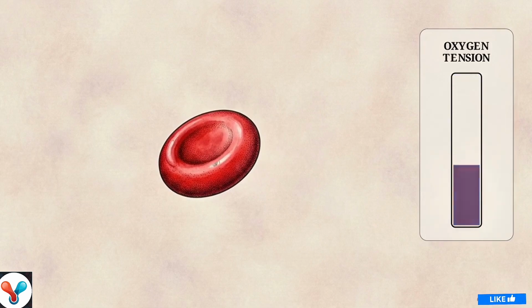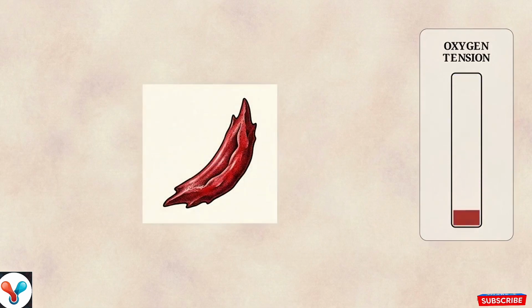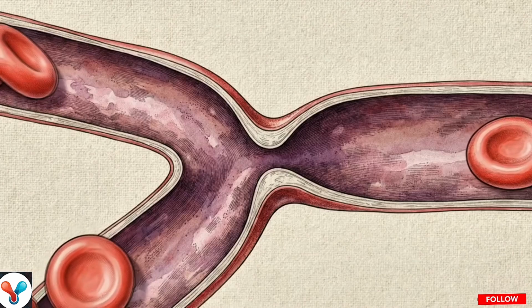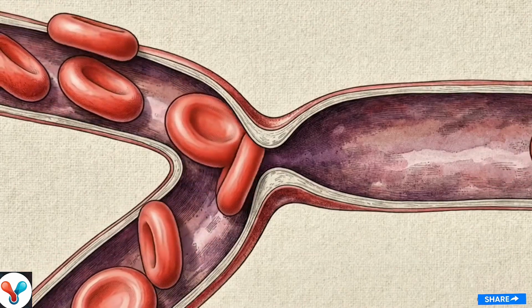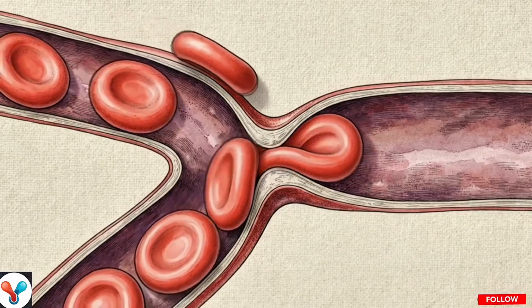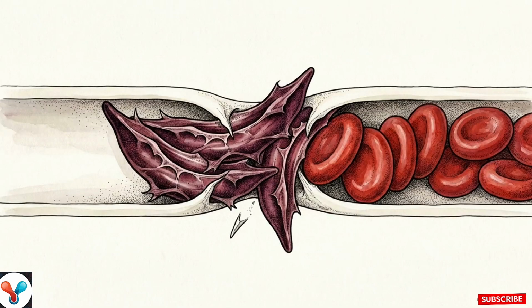Sickle cell disease is governed by an oxygen-dependent physical state change. A normal red blood cell is a flexible biconcave disc designed to squeeze through capillaries a fraction of its own width. Sickled cells lose that elasticity. They become rigid, microscopic emboli that jam within the microvasculature.